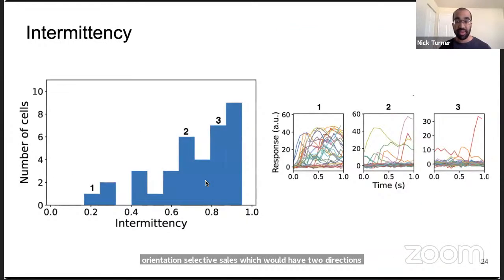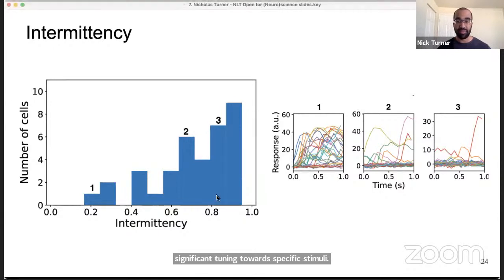The intermittency value varied a lot through the tuned cells, with many being highly intermittent or having sparse responses. Each box on the right shows calcium traces of a single cell to its preferred stimulus across trials, where the intermittency values of these labels lie in the bins labeled on the left. This shows that despite significant tuning towards specific stimuli, some cells respond quite sparsely.